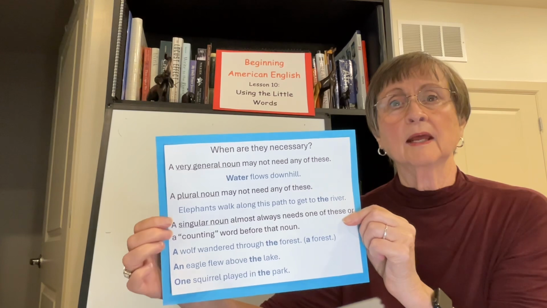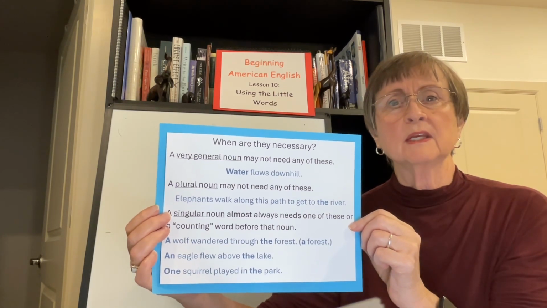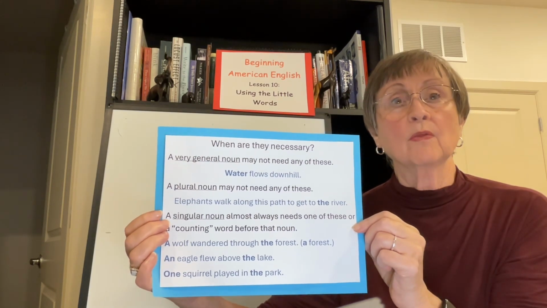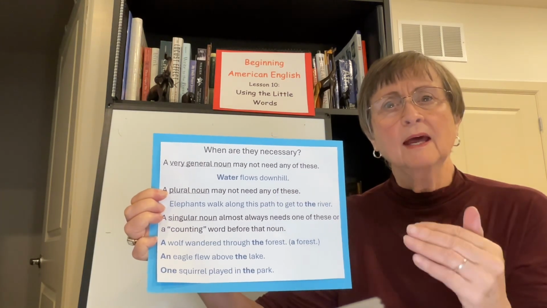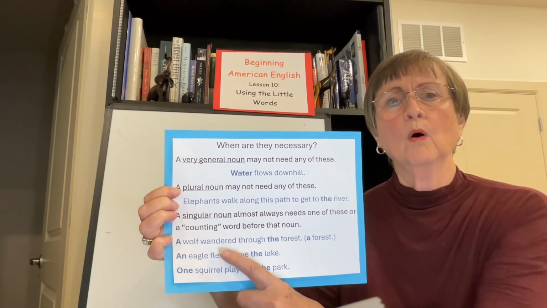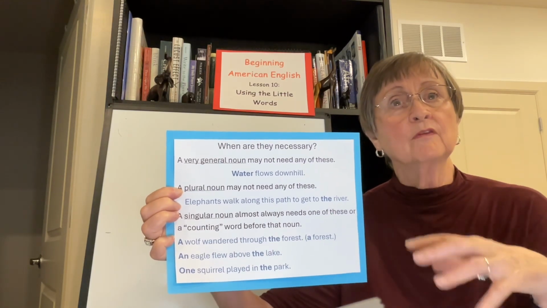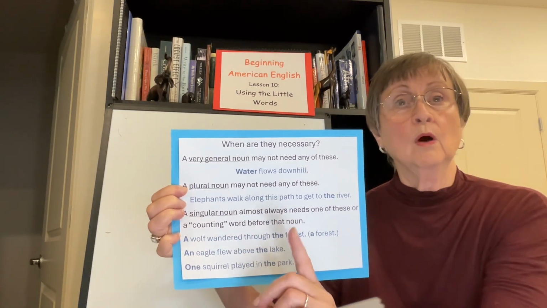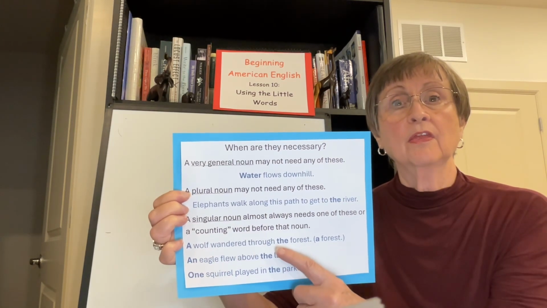A singular noun almost always needs one of these or a counting word before that noun. This is the tricky part for most students. They're leaving that out. Here's a sample sentence. A wolf wandered through the forest. I said the forest thinking I'm in the forest. I know which forest, but I don't know which wolf. It's just one, but it could have been any wolf. A wolf wandered through the forest.